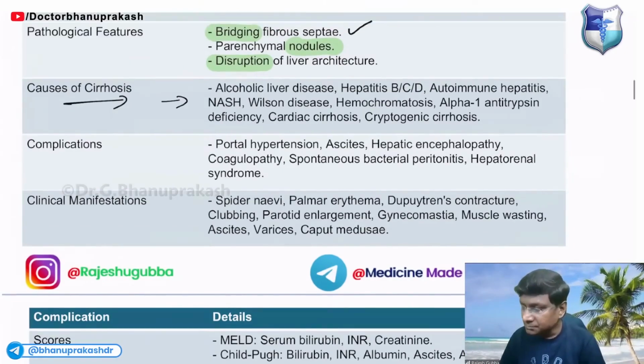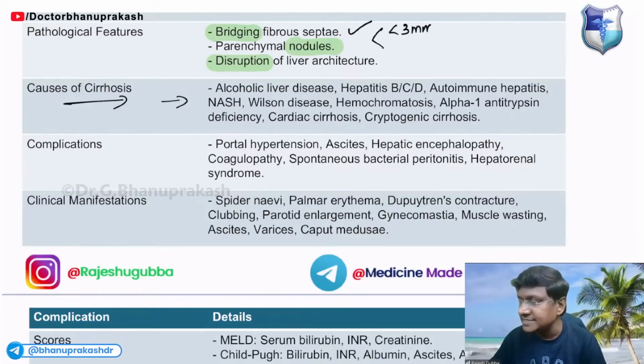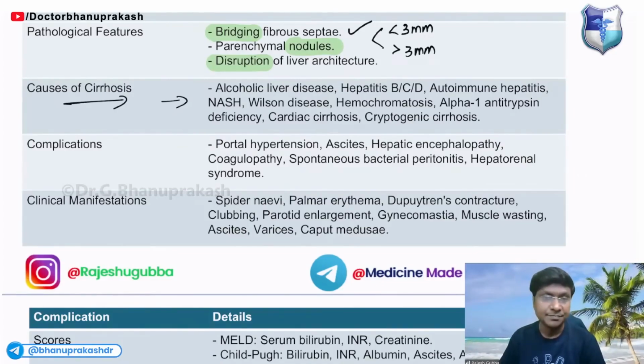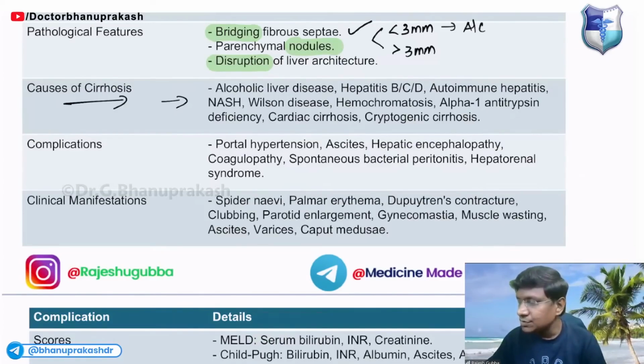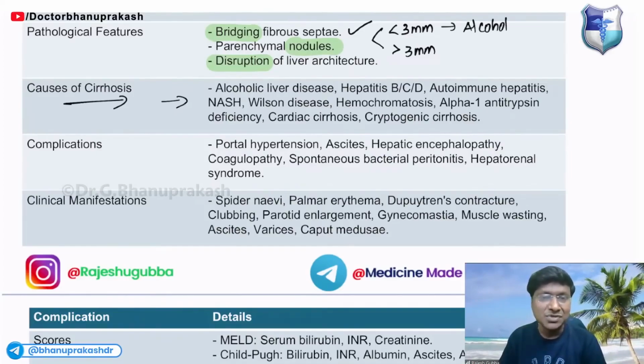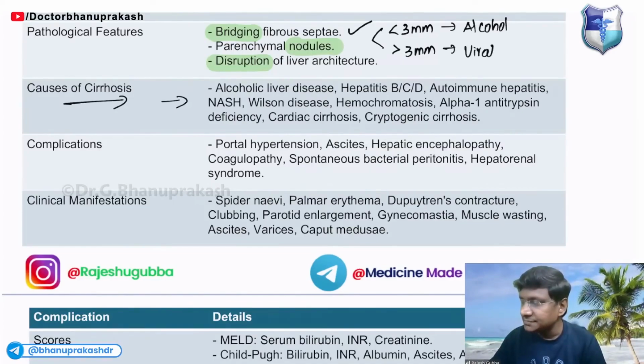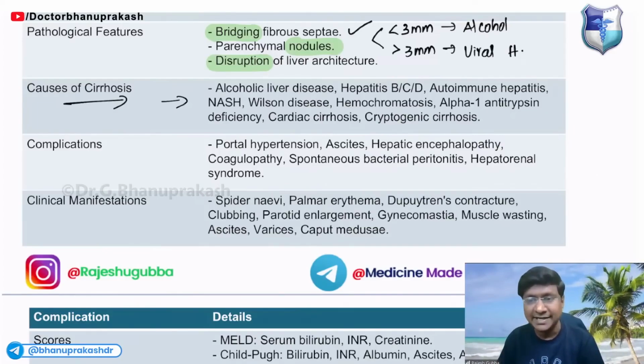If you take the nodules, you have micronodular cirrhosis and macronodular cirrhosis. Micronodular cirrhosis means the size of the nodule is less than 3 mm. Macronodular cirrhosis means the size of the nodule is more than 3 mm. Now, the question that will be asked is, what is the most common cause of micronodular cirrhosis? The most common cause of micronodular cirrhosis will be alcohol, whereas the most common cause of macronodular cirrhosis will be viral hepatitis. That's a very important thing that you need to know in the entire etiology.